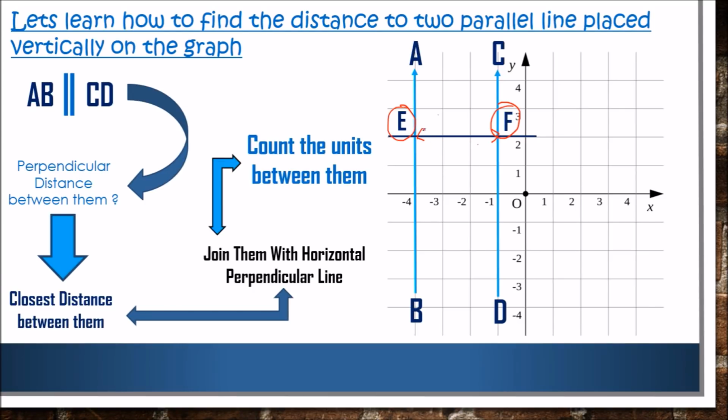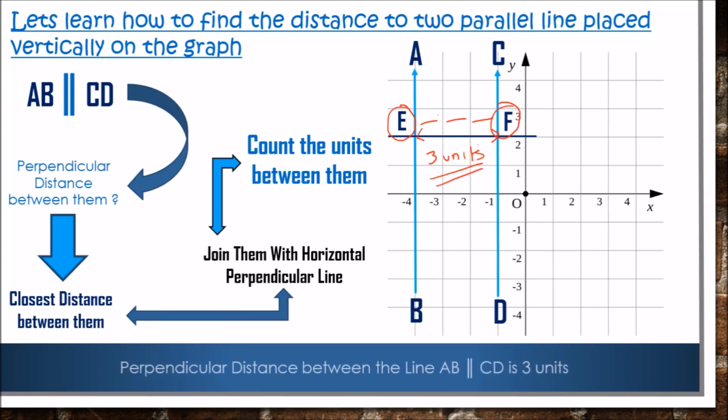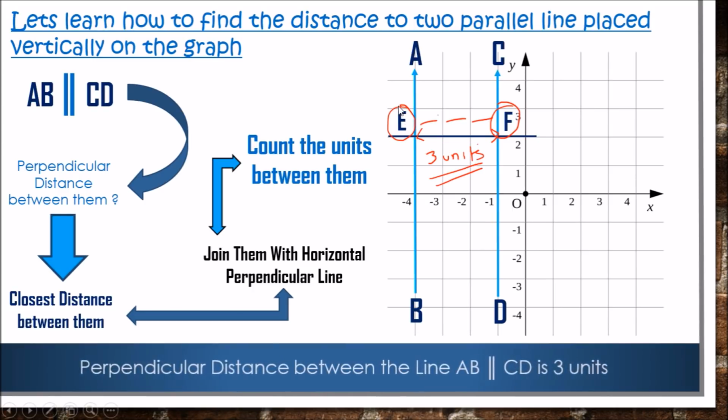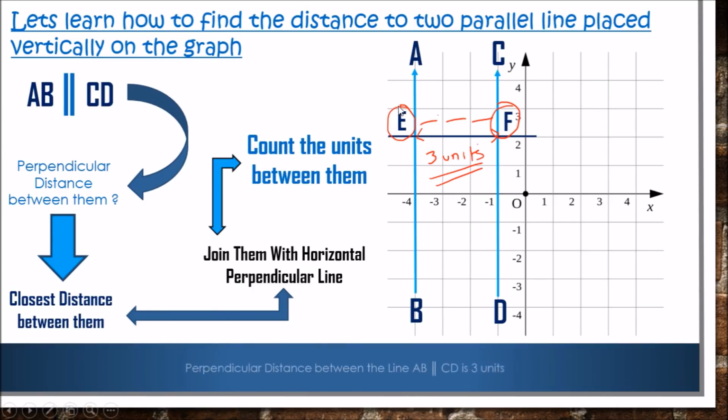So let's count the units. Unit 1, Unit 2, and Unit 3. So the distance between these two parallel lines is 3 units. And that's our answer. The perpendicular distance between line AB and line CD is 3 units. Simple as that. And the same concept is also applied to two parallel lines which are placed horizontally on the graph.